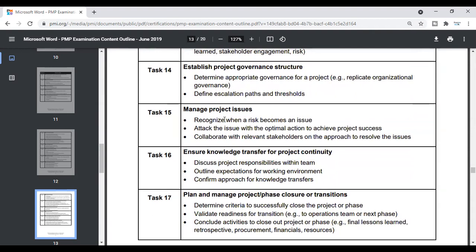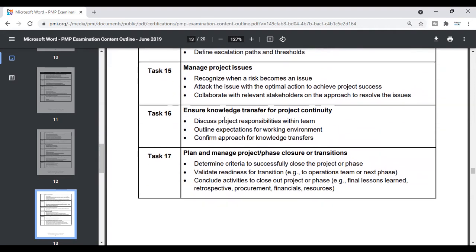Task 14, establish project governance structure. Understanding that governance is a framework within which authorities are exercised, and understanding the types of governance. Project governance is really what we should be thinking of more as project managers. Understanding escalation paths and thresholds. Number 15, managing project issues.